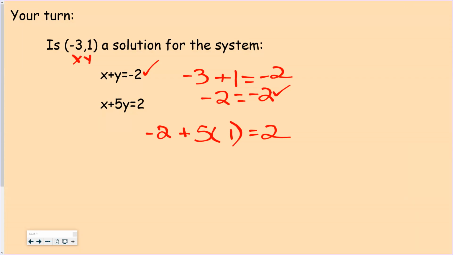All right, so -2 plus 5 times 1 is 3 equals 2. Does 3 equal 2? No, it does not, meaning this is not a solution. Okay, it would have to work for both. If it doesn't work for both, then we don't have a solution. If it does work for both, then we do have a solution.